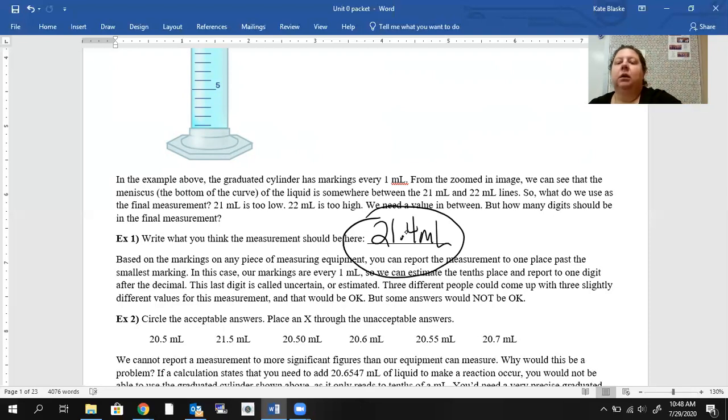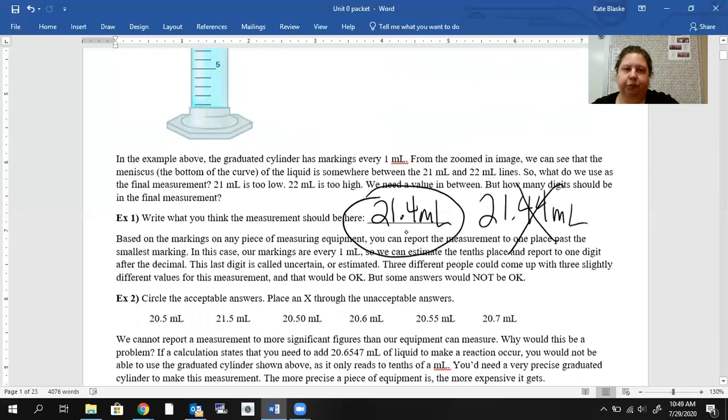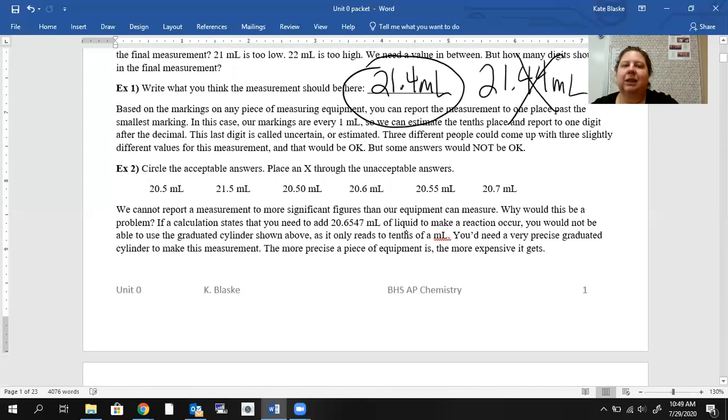If you said 21.44 milliliters, we cannot do that. That is too many digits past the precision of our equipment. So thinking about that, if we look at example number 2, let's think of which of these are possible or unacceptable answers.